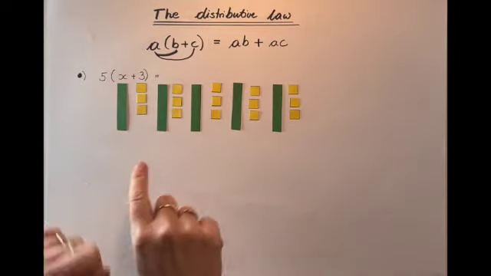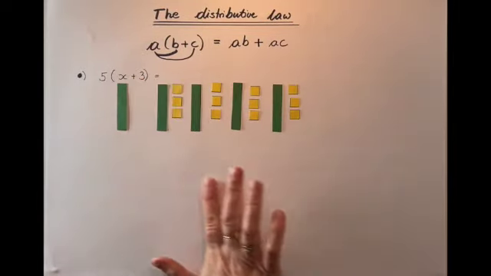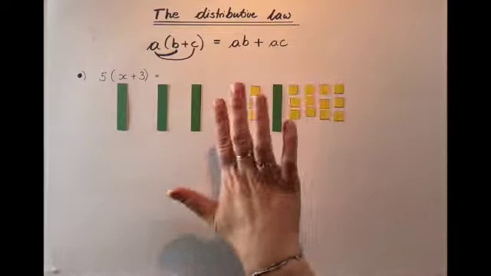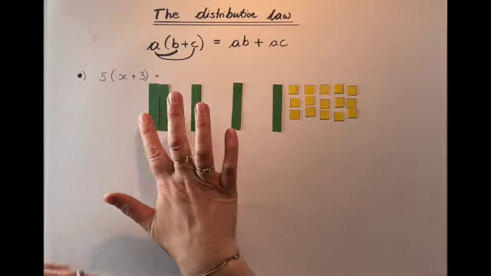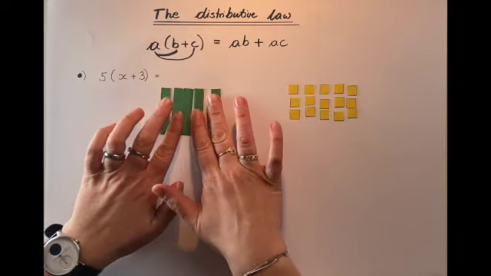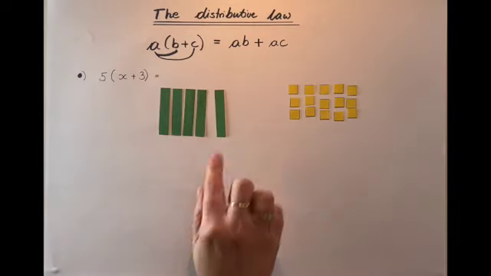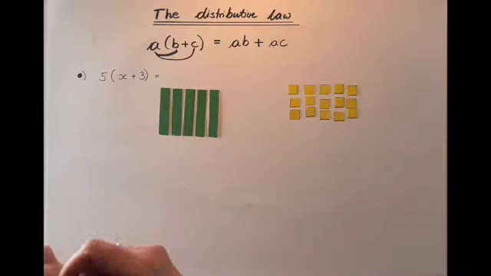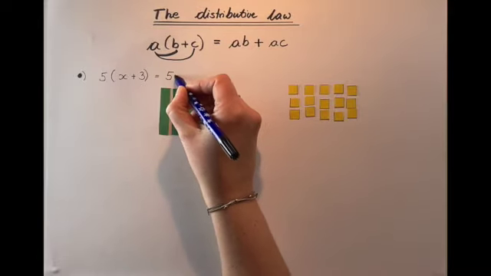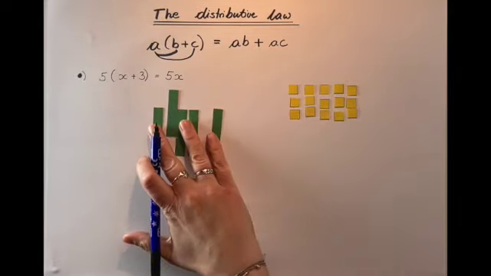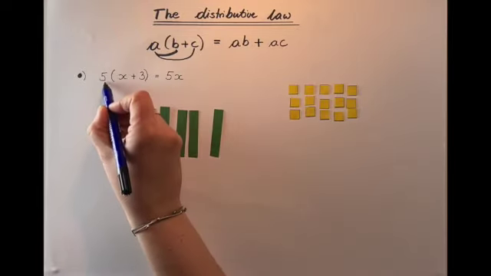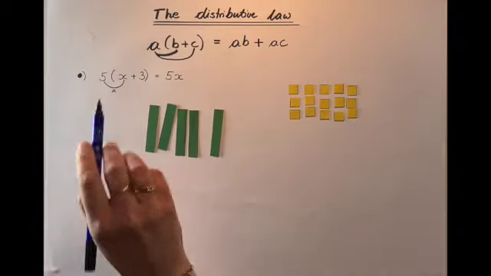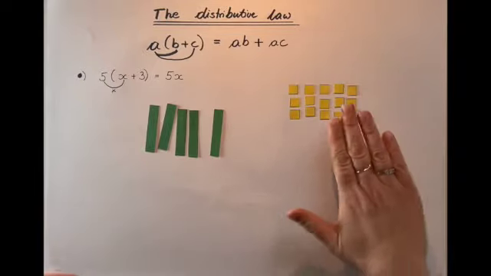To simplify that, we need to collect the like terms. So what have we got here? Let's put our x's together and our units together. So let's push these together. So what have I got here? I have got 1, 2, 3, 4, 5x, and these 5x represent 5 times x. 5 times x gives us 5x.